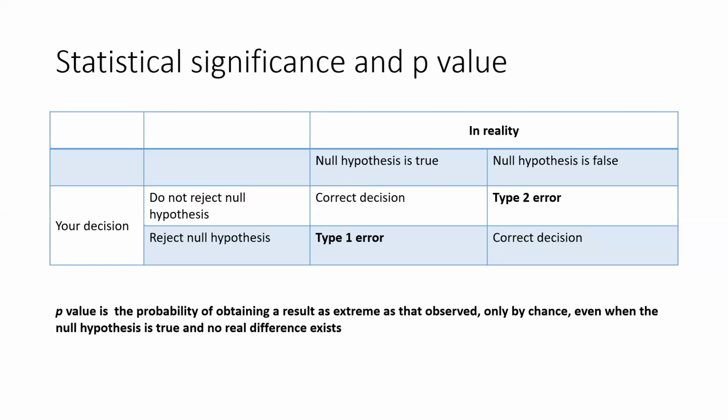Probability of saying there is an association actually when there is no association. Clear? I'm clear about that. P-value is the probability of doing this type 1 error. That means probability of saying there is an association when there is no association. Is it clear?